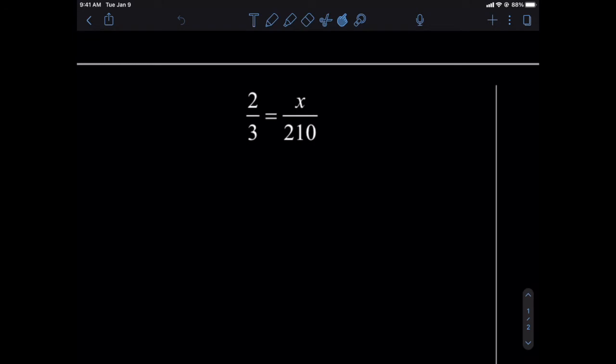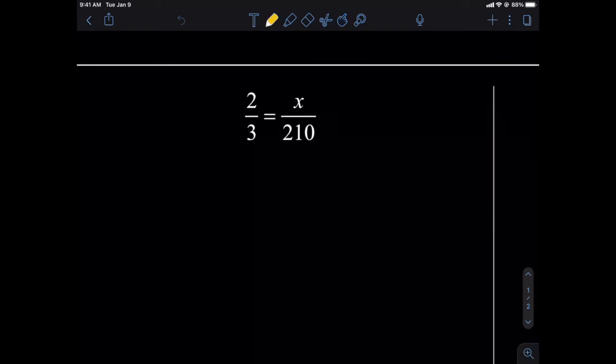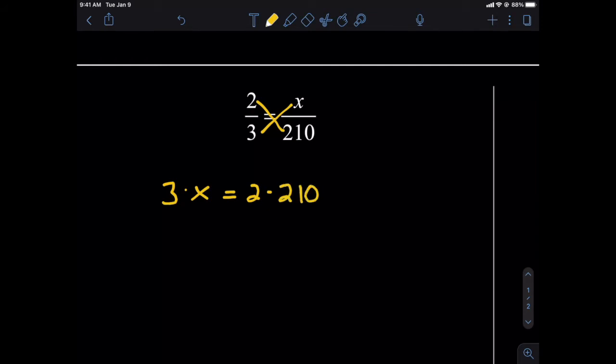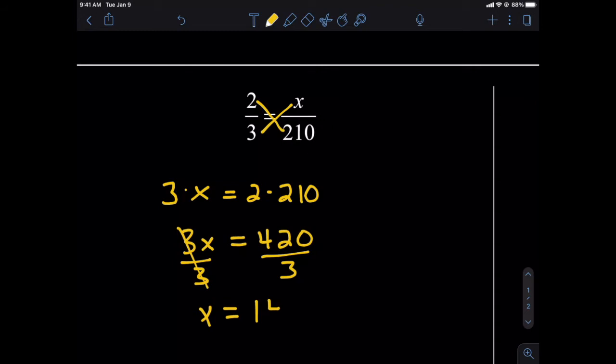Right, so our first example is a direct implementation of this idea. We're going to simply cross-multiply and solve. So we multiply the 3 times the x like so. We multiply the 2 times the 210 like so, and then we will solve for x. 3 times x, of course, is 3x. 2 times 210 is 420. To get x by itself, we will divide everything by 3, and this will give us our final answer of x is equal to 140.